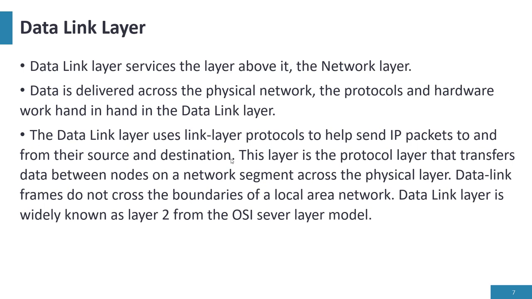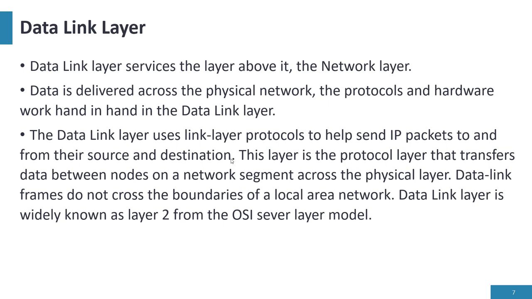The data link layer, otherwise known as layer 2, services the layer above it, which is the network layer. Data is delivered across the physical network. The protocols and hardware work hand in hand in the data link layer to send your data across. The data link layer uses link layer protocols to help send IP packets to and from their source and destination devices. This layer is the protocol layer that transfers data between nodes on a network segment across the physical layer. The physical layer is where your devices connect into the network.